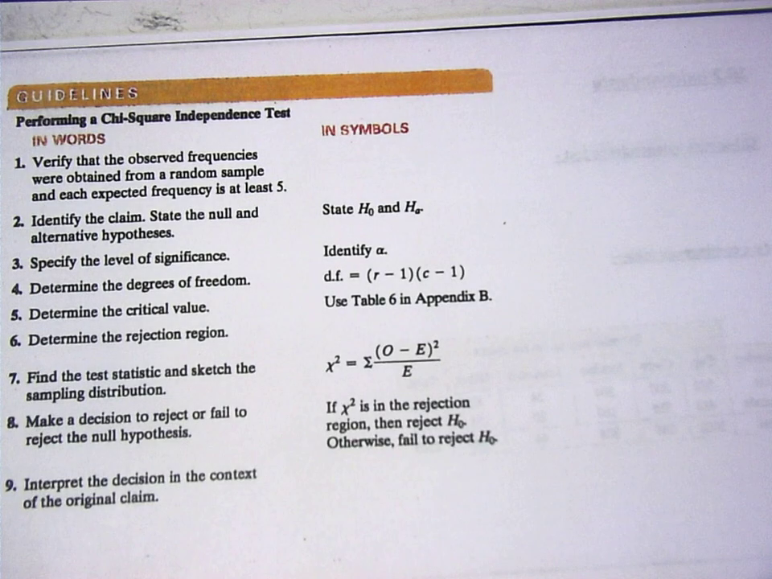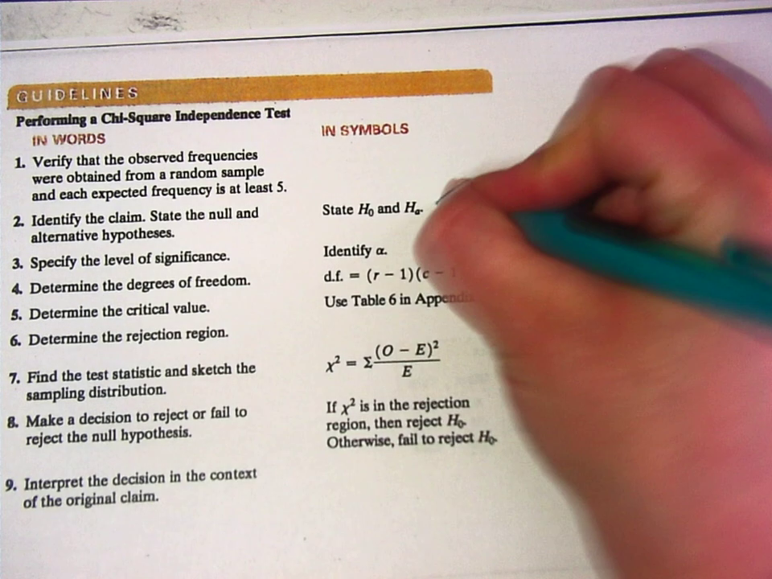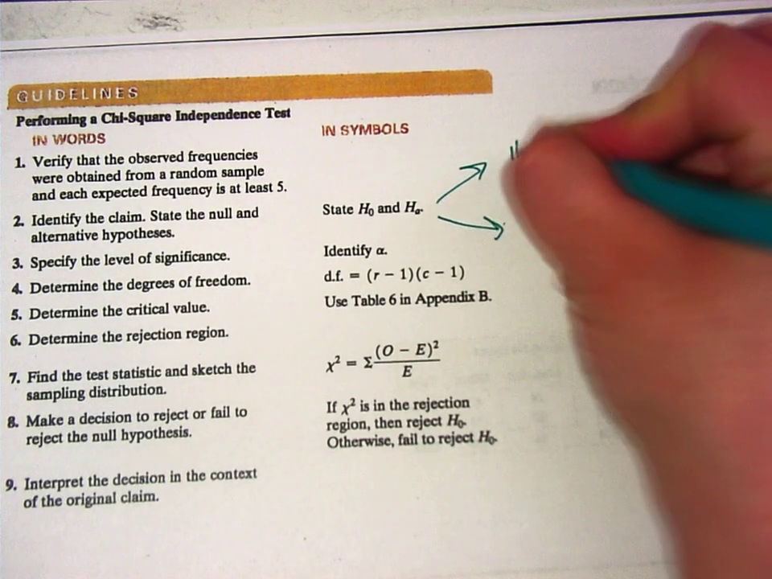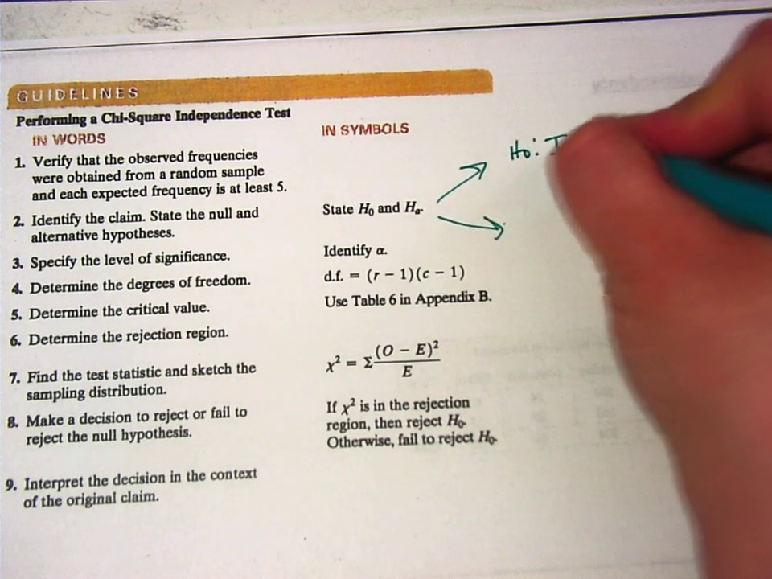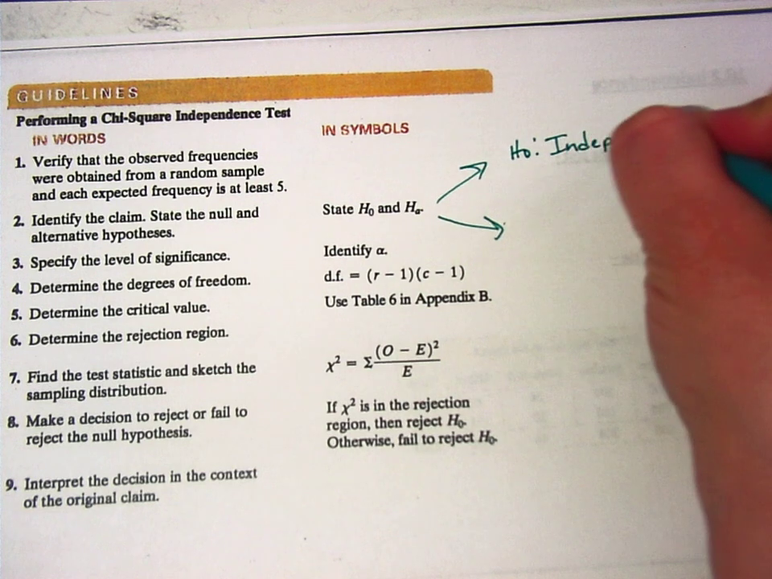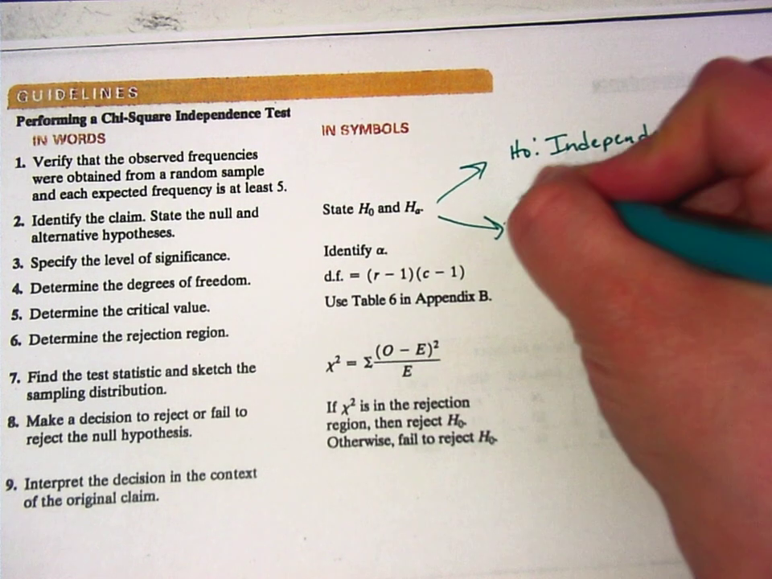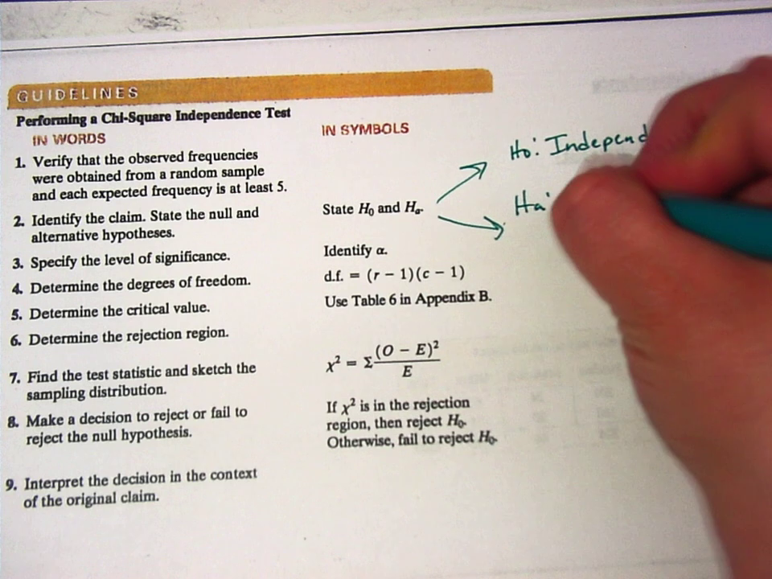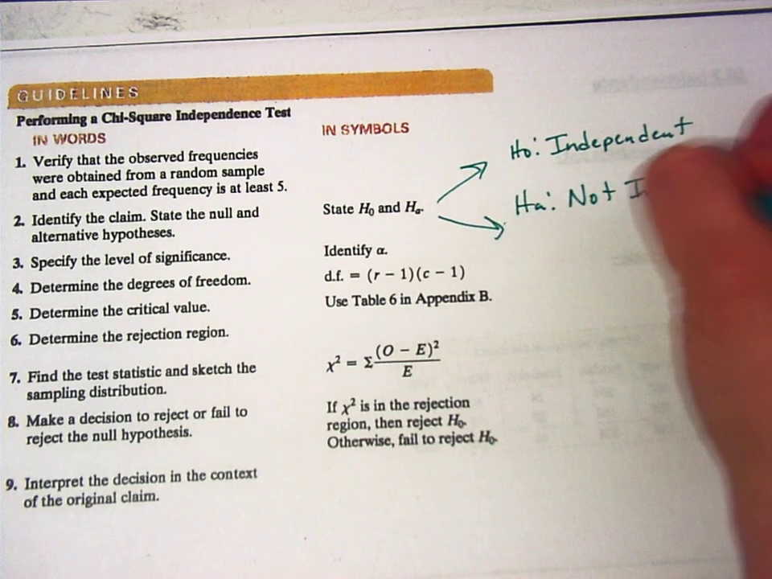Okay, so I've got the guidelines for doing a chi-square test on the top. The null and alternative hypothesis this time: the null is that they're independent. This is always the case. The alternative is not independent.